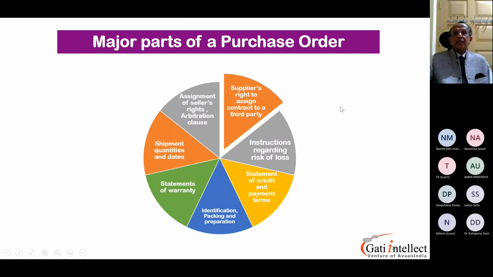Any questions on the purchase order? Are these things clear? Can I move on? Any more questions?